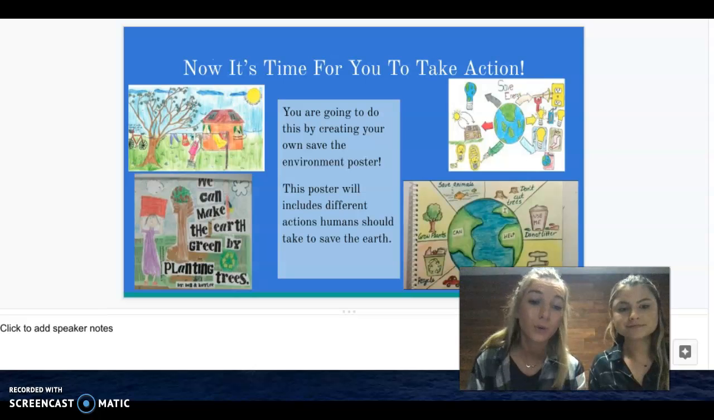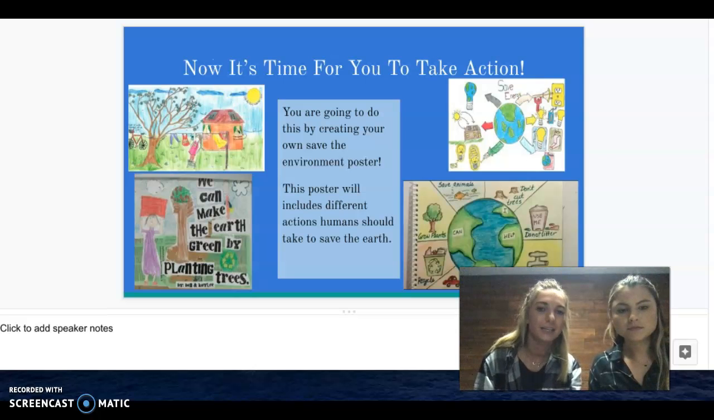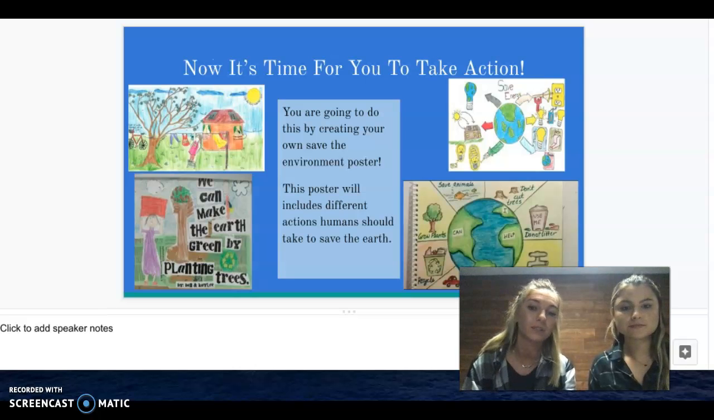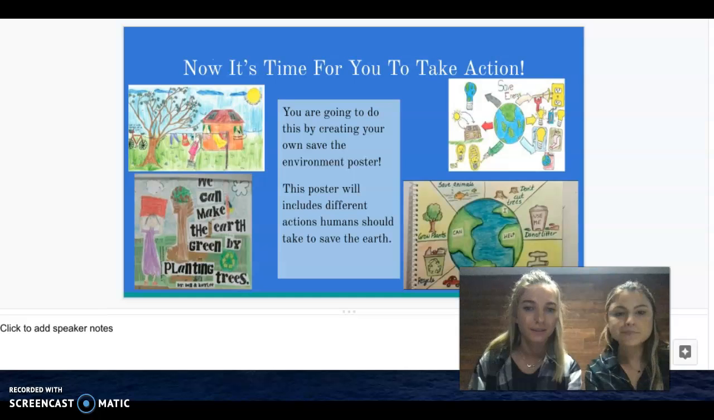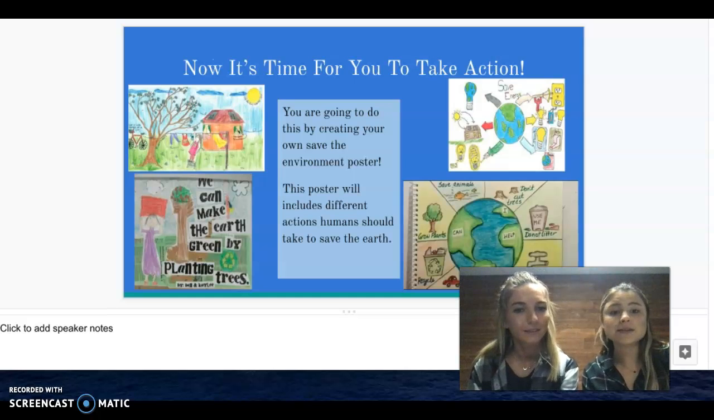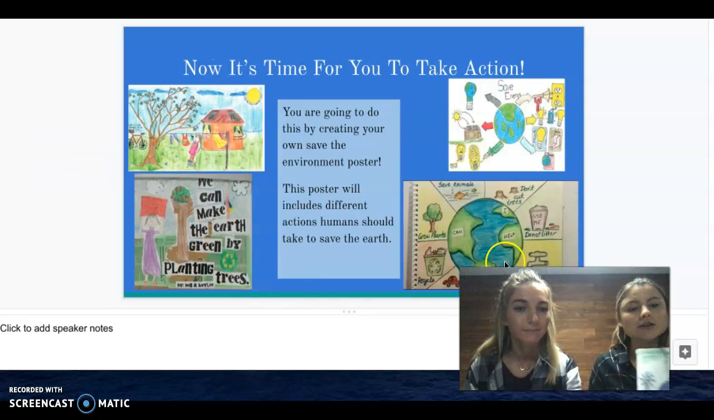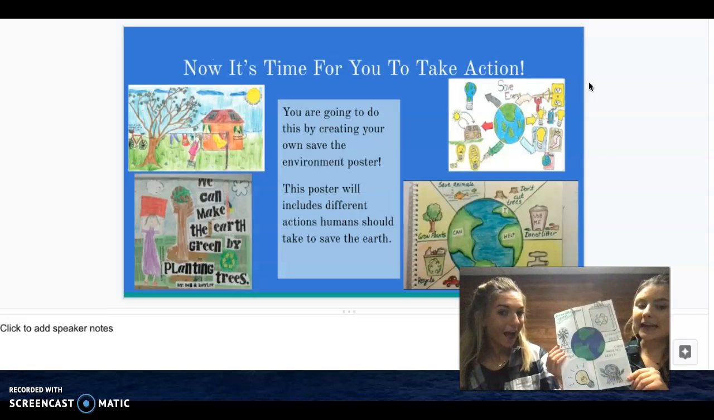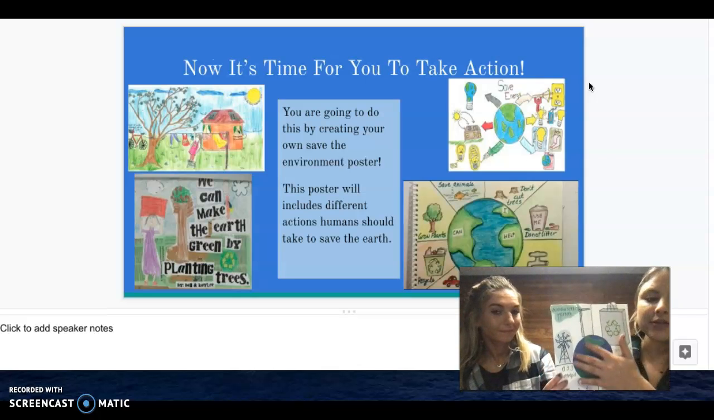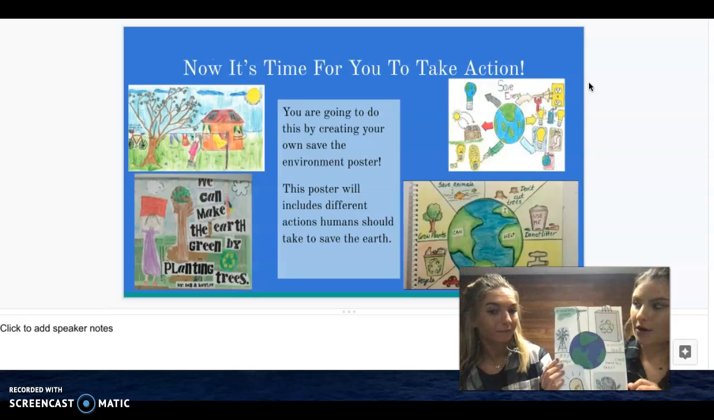Okay, guys, so now it's your job to have fun with this little hands-on activity. You guys are going to be creating your own Save the Environment poster. This poster will include different actions humans should and can take to save the environment or our Earth. And on this slide, there are examples of posters that have been made in the past. And me and Miss Mevick also made a poster for our Save the Environment. And in the middle of the poster, we have our Earth, because it's very important. We're trying to save our Earth.